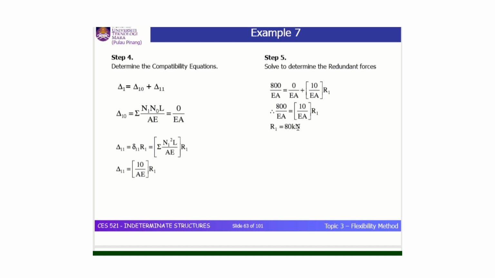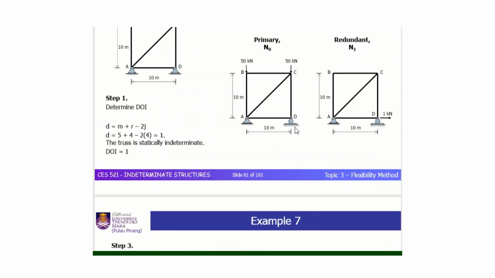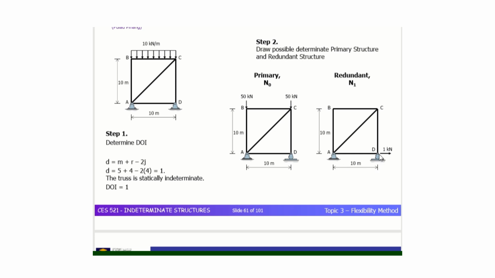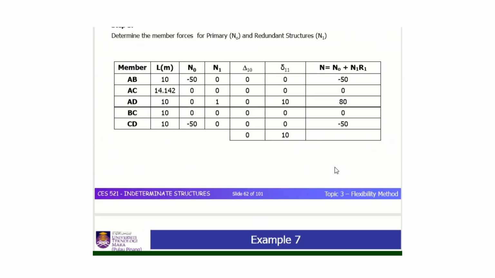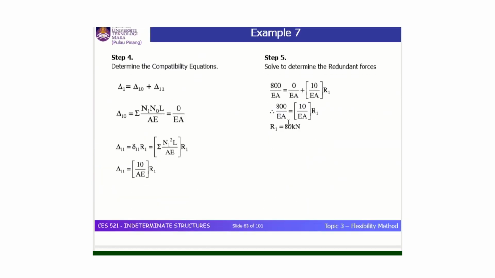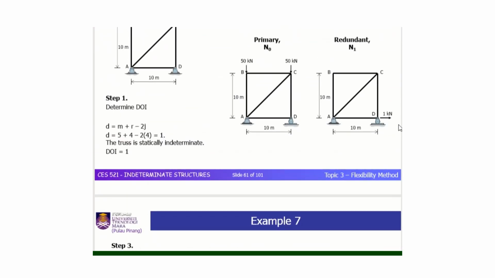You got a positive value. R1 is your redundant force. At the early session we chose the redundant force to be dx. So dx equals 80 kilonewton. Positive means your dx follows the direction of the 1 kilonewton we applied here. It means dx is 80 kilonewton to the right. If this value were negative, it would mean 80 kilonewton to the left.